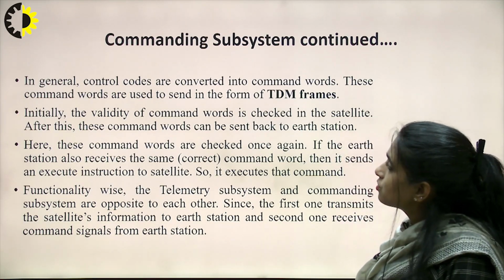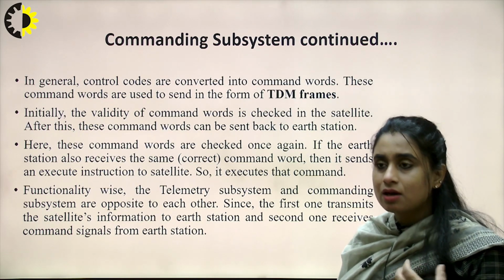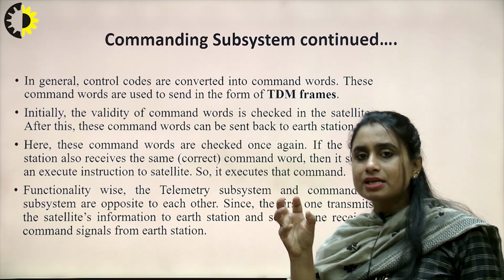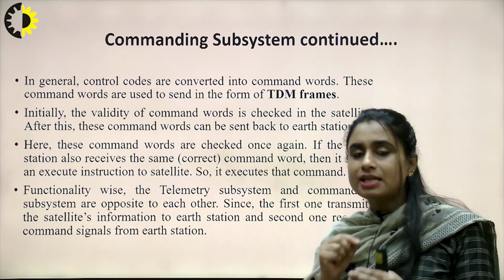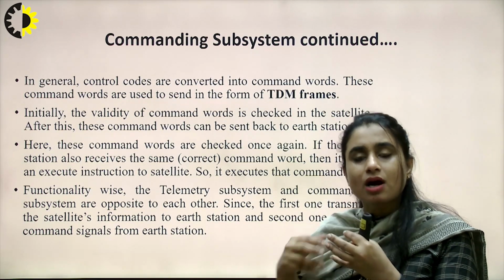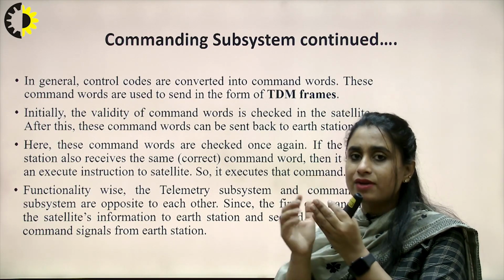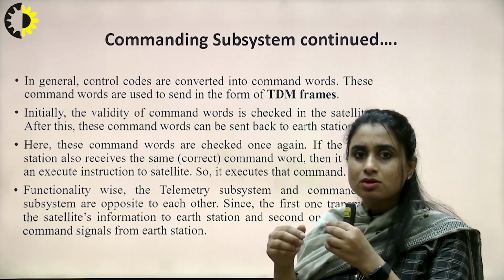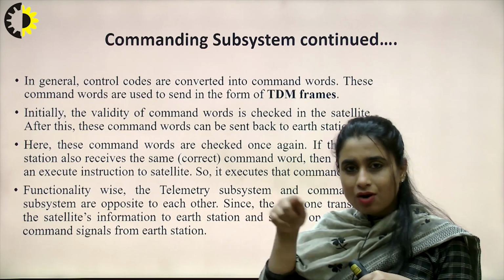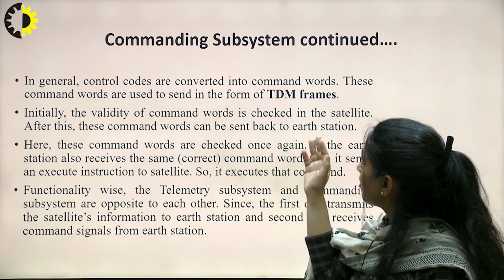In general, control codes are converted into command words. The control system generates changes in angle that might be calculated in electrical terms. Then those electrical pulses are converted into command words, because according to that electrical value, maybe a voltage value, we have to shift the angle back. So the control codes are again converted back into command words. All this occurs inside. These command words are sent in the form of TDM frames.